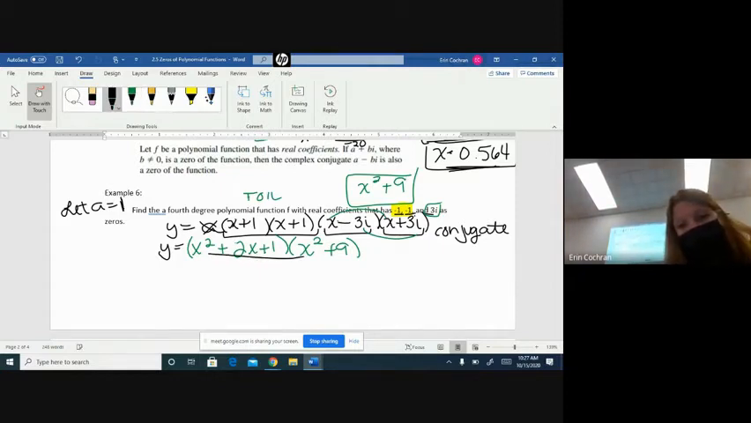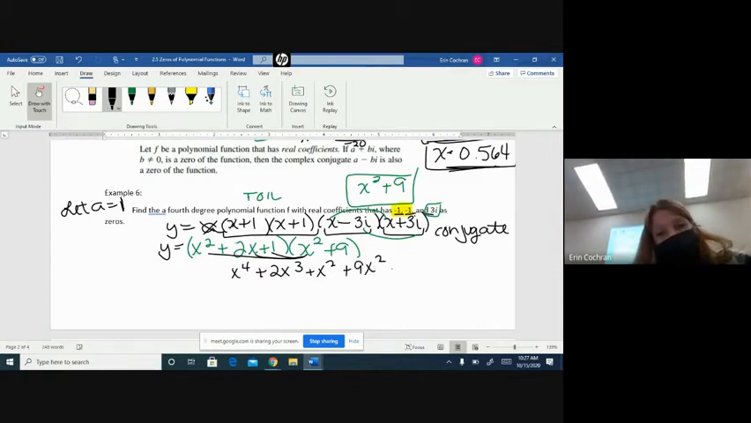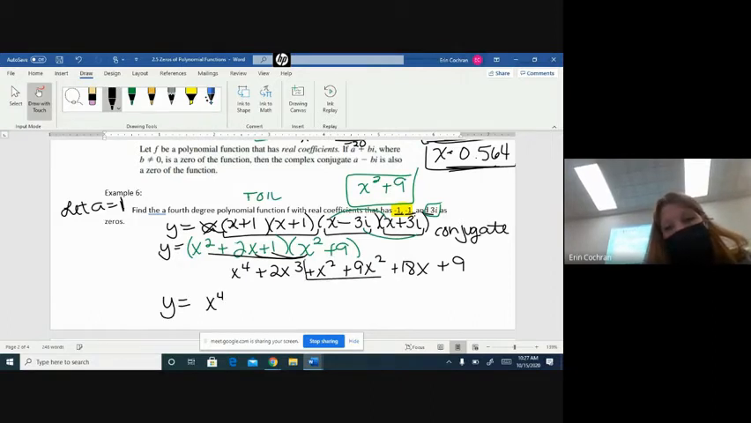I'm going to go ahead and do x squared first. What's x squared times x squared? X to the fourth. What's x squared times 2x? 2x cubed. X squared times 1? X squared. And now we have to multiply the 9 to everything, right? What's 9 times x squared? 9x squared. 9 times 2x? 18x. And 9 times 1? 9. And then do we have any like terms? Yeah, the x squared and 9x squared. And what do we get? 10x squared plus 18x plus 9.